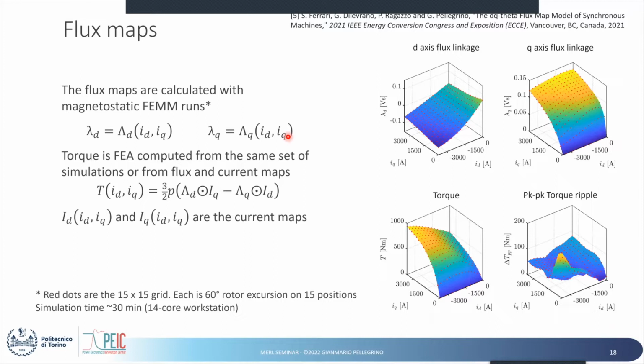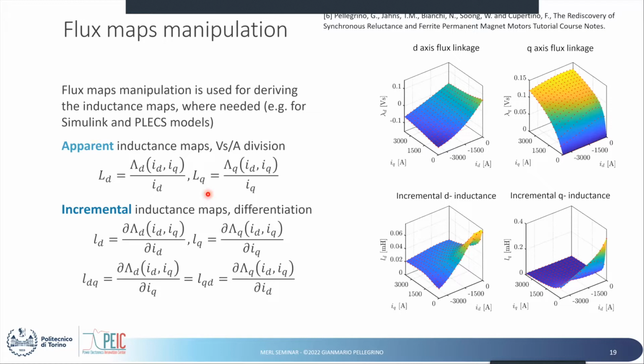coordinates of, for example, field-oriented control, current vector control in the dq coordinates. And then we also have the torque map, the peak-to-peak torque ripple, and then we can manipulate these curves to get the torque contours and so on, and build performance curves. We can build, out of manipulation, the apparent inductances, the incremental inductance, all this information that you need for design and for control.